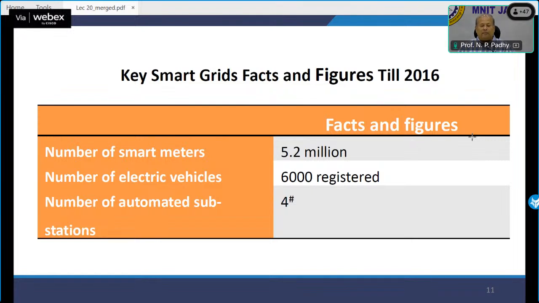Now, key smart grid facts and figures till 2016, because now we have the data, but the old data is this: the number of smart meters installed was close to 5.2 million. The number of electric vehicles was 6,000 at the time. So probably now it might have crossed a few crores. Okay, the number of automated substations was 4 at that time.